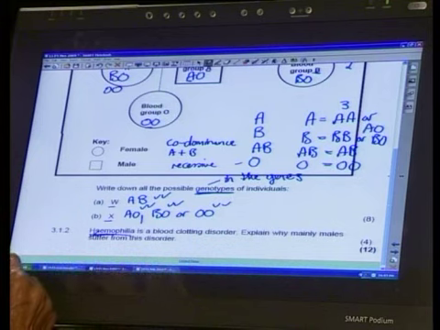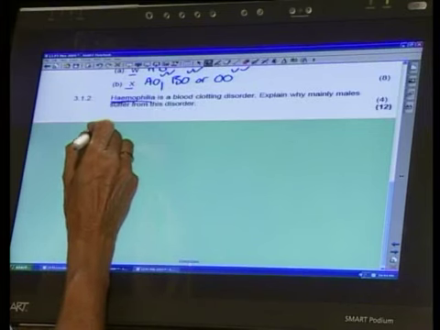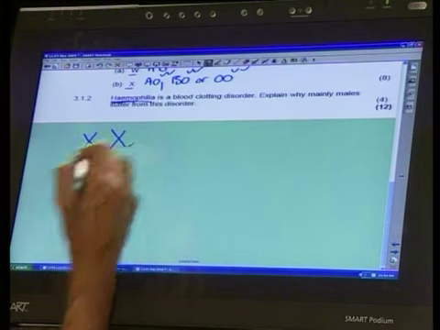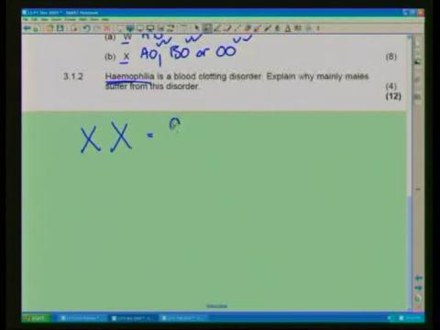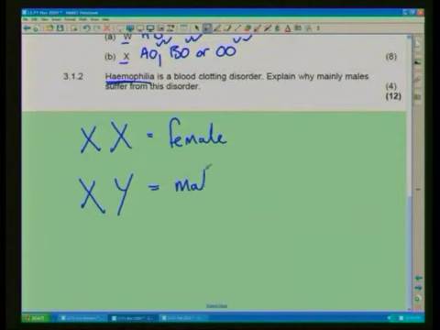Now, hemophilia is attached to the sex chromosome. So on the X and the Y chromosome, that's where the hemophilia alleles are going to be located. So if we look at this, in females, we have X and X. Those are the sex chromosomes in females. And XY is in male. Those are your sex chromosomes in males. Those are the gonosomes that you find in females and in males, all right?